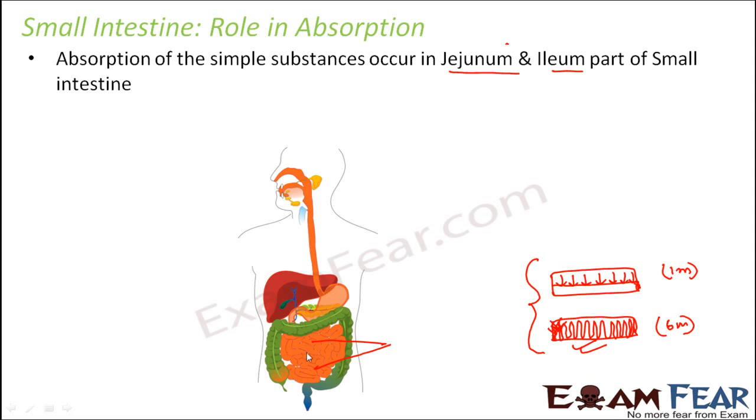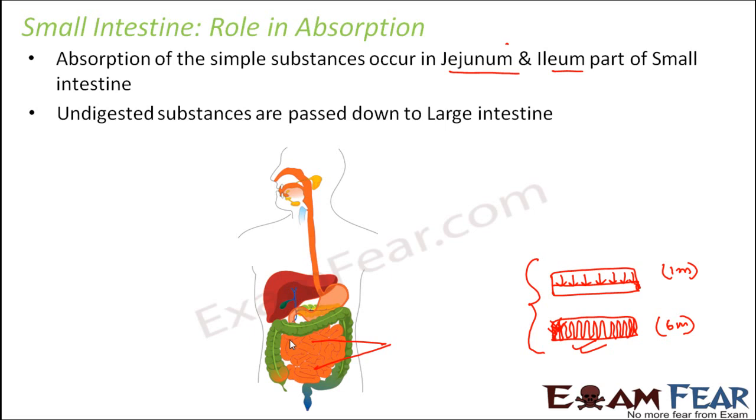So if the tube is placed in a coiled manner, then the absorption will also increase, and that is why if you compare the three parts of the small intestine, you will see that the jejunum and ileum are more coiled when compared to the duodenum. That is because in the duodenum absorption does not take place, only digestion takes place, whereas in the jejunum and ileum absorption takes place, and absorption increases due to coiling of the intestine. Clear? So that is one part.